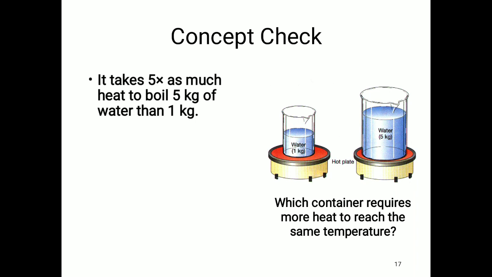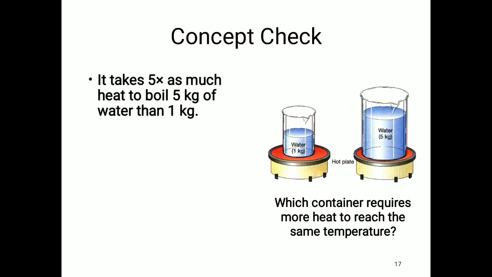There are two pots on two hot plates which are heating these pots. One pot has 1 kg of water and another pot has 5 kg of water. So it takes 5 times as much heat to boil 5 kg of water as 1 kg. So the question is, which container requires more heat to reach the same temperature?